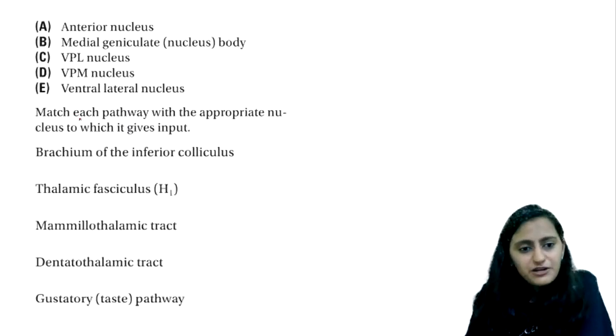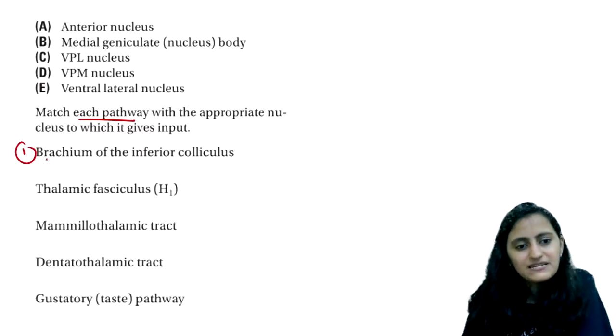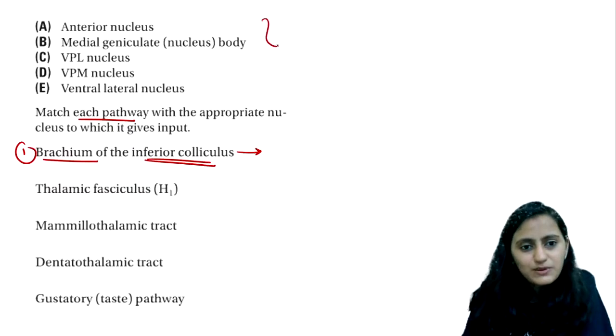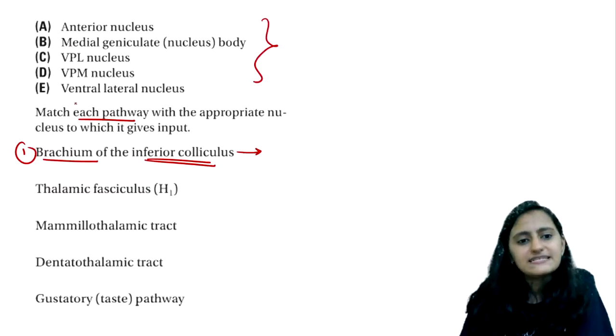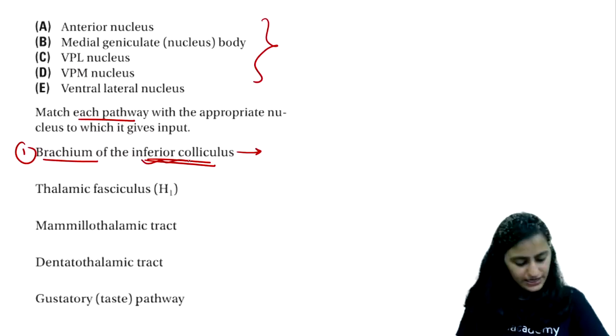Now, this is a question where you have to match each pathway with the appropriate nucleus to which it gives input. So, number 1, for example, is brachium of the inferior colliculus. To which of these will it give the input? A, B, C, D, E. Brachium of the inferior colliculus will give input to.